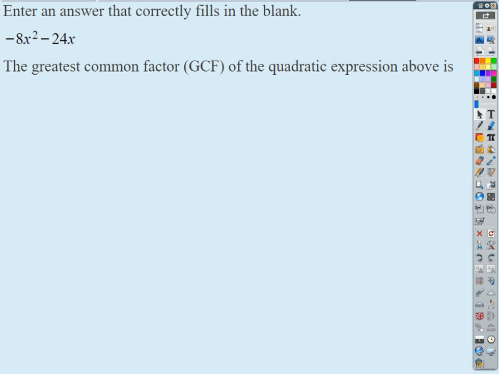Okay, so let's look at a couple of things here. So, greatest common factor.